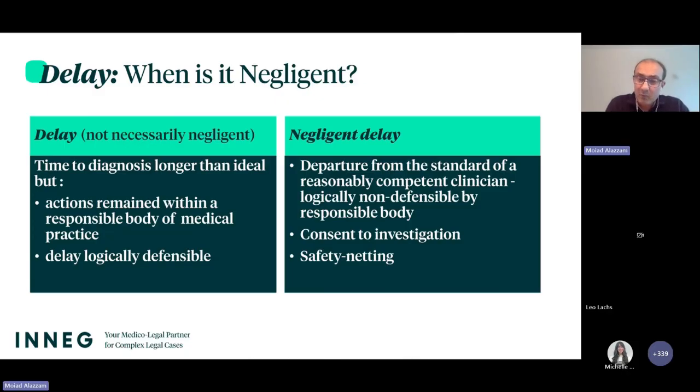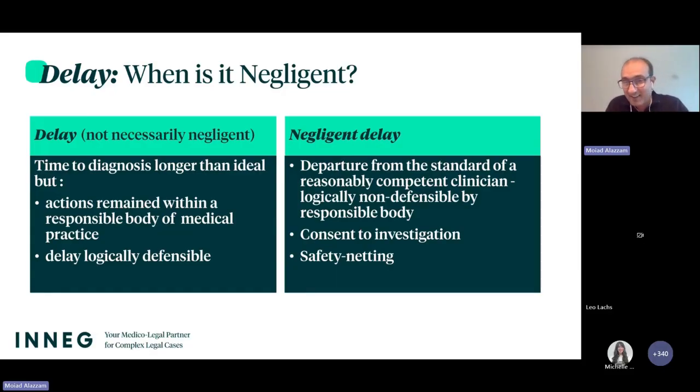So when delay happens, I think the first question would be, is this delay negligent or non-negligent? Because this is a cornerstone. Non-negligent delay is obvious. It is a delay that is outside the ideal. You know, ideally I should have seen the patient within a week, but I've seen the patient within 2 weeks or 3 weeks.